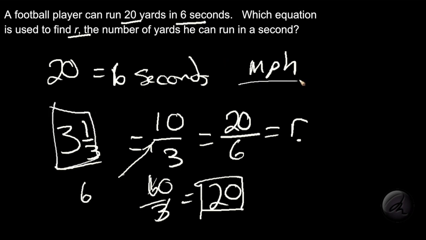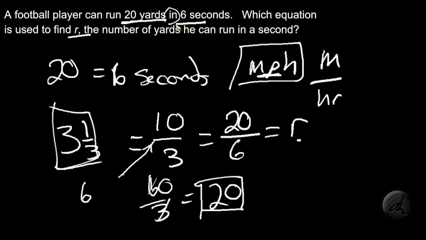An easy way to remember these types of equations is to think about miles per hour. It's miles over hour, miles per. So he can run 20 yards per 6 seconds. That's how I work it. If not, swing by for tutoring, we'll figure it out.